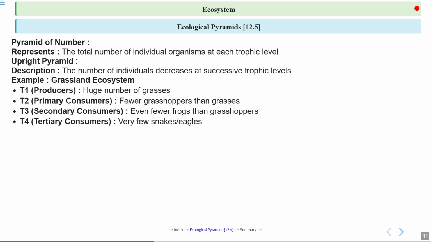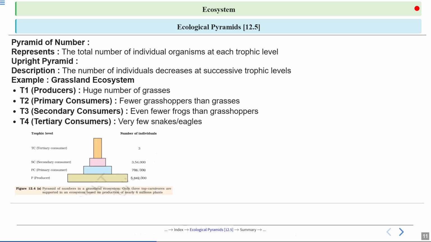So that's why the pyramid of number in the case of grassland will be upright. Here you can see in this image, this is showing a pyramid of number in a grassland ecosystem. So here they have shown you different trophic levels starting from producers. Number of producers is maximum, and then PC is primary consumers. The number of primary consumers is less as compared to producers.